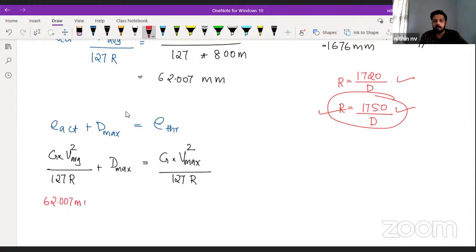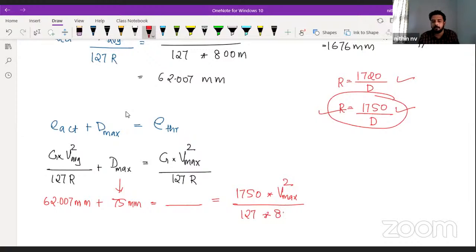Now this part we already calculated, 62.007 mm, and this value is 75 millimeter. Can you calculate this? Simply add it. Now that is equal to G value 1750, we don't know what is this V max, that's what we want to calculate, divided by 127 into 100. Very simple. Simply add it. How much are you going to get? 137.007 equated to this, then we are going to get the Vmax value.